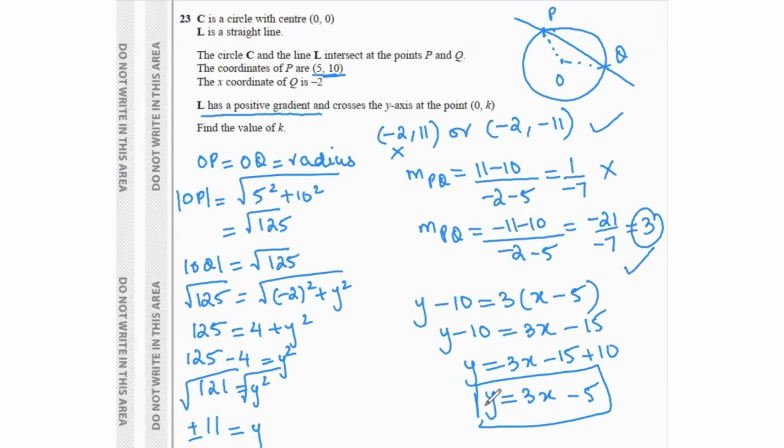Now they want us to find the k value, which is the y coordinate of this point. So we put x equals 0 and y equals k. So k equals 3 times 0 minus 5. k is negative 5. That is your final answer.